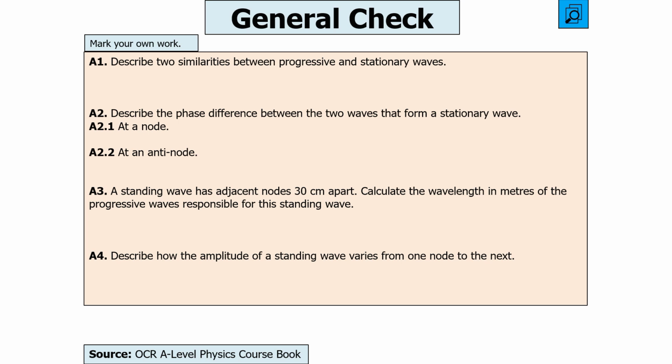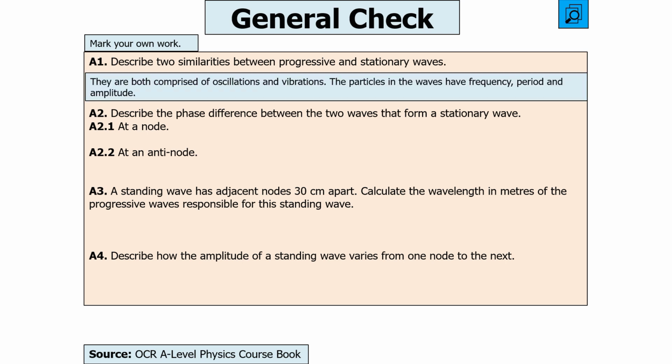Right, so the first question is pretty much asking you, what are the common properties of all waves? So the common properties of all waves you've got to remember are that all waves are comprised of oscillations and vibrations. The second thing is all waves will have the common properties of frequency, time period and amplitude. You could also substitute wavelength in there for frequency as well if you wanted to.